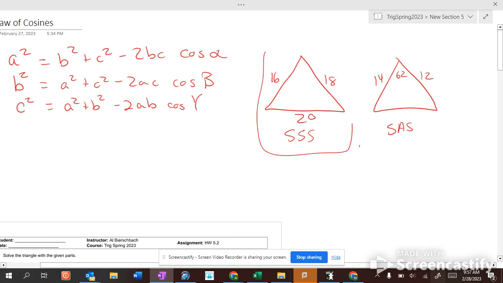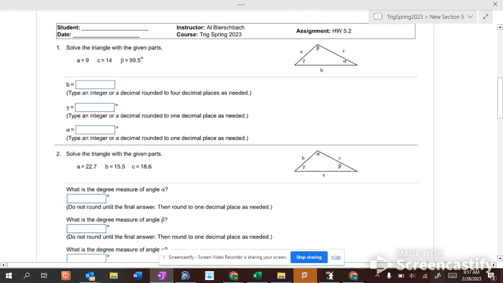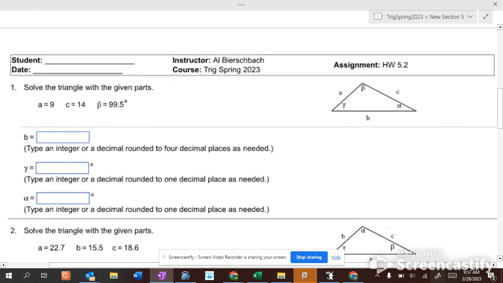Side, side, side, there's a lot of math involved. There's a lot of algebra involved. And you can't screw up on your algebra or else you're not going to get the right answers. So let's look at this. We'll start out with an easy one. We'll start out with a side angle side one, where A is 9, C is 14, and beta is 99.5. Okay, so what are we looking for?